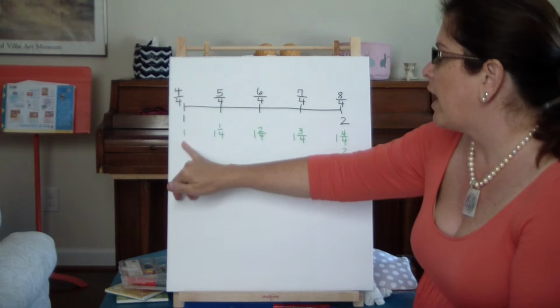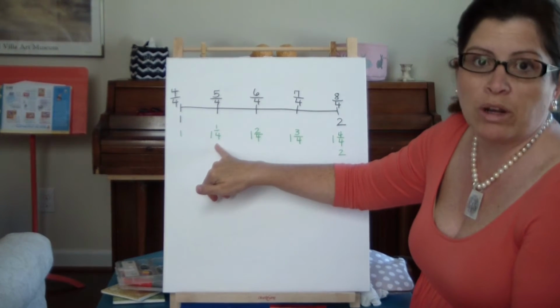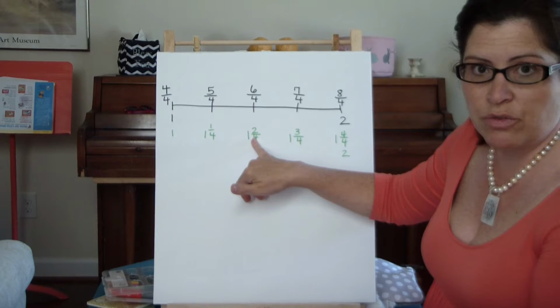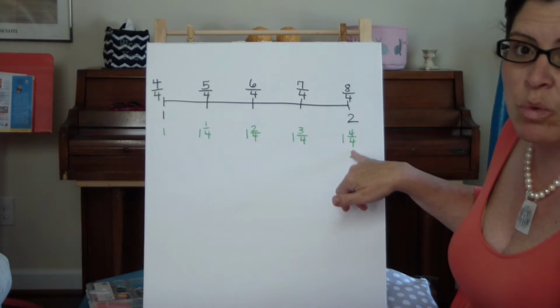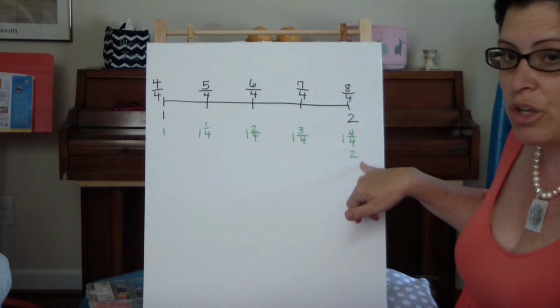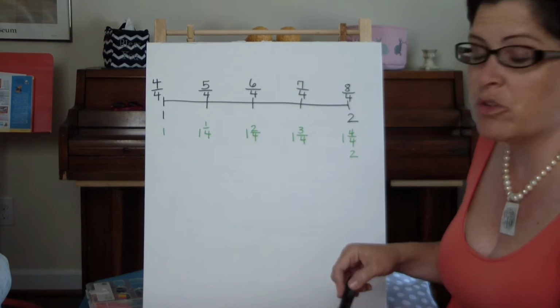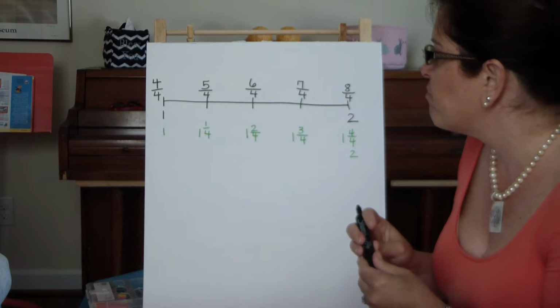That being said, we have 1 and 5/4 becomes 1 1/4. We have 1 2/4, 1 3/4. And then remember we talked how it was 1 4/4, which is also 2. So let's talk about what those models look like now, okay?